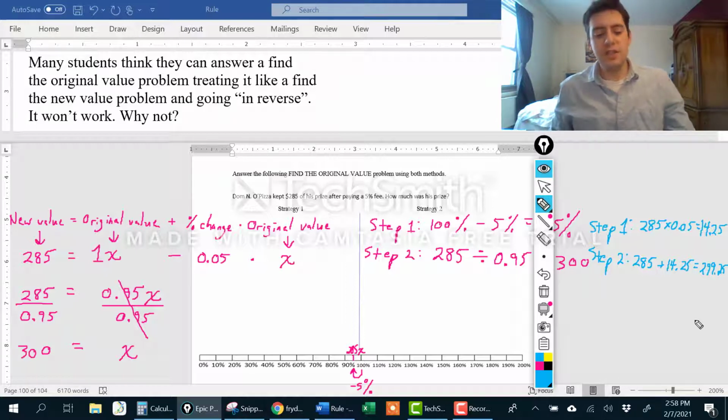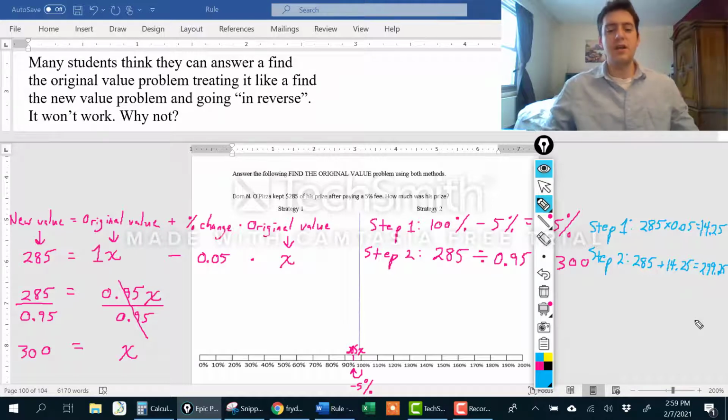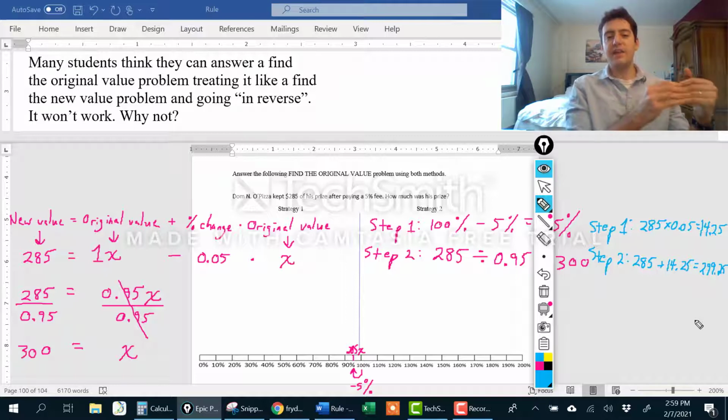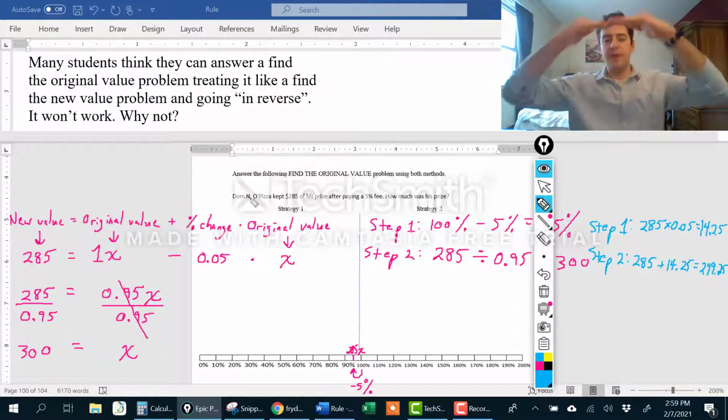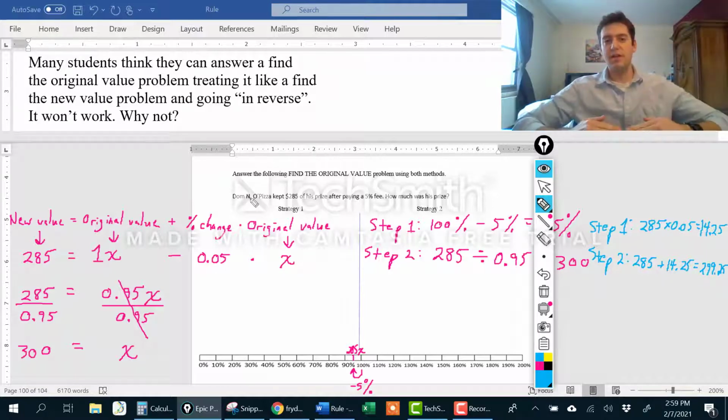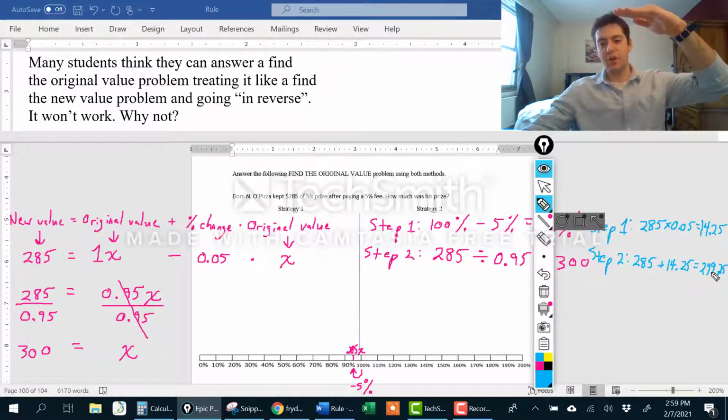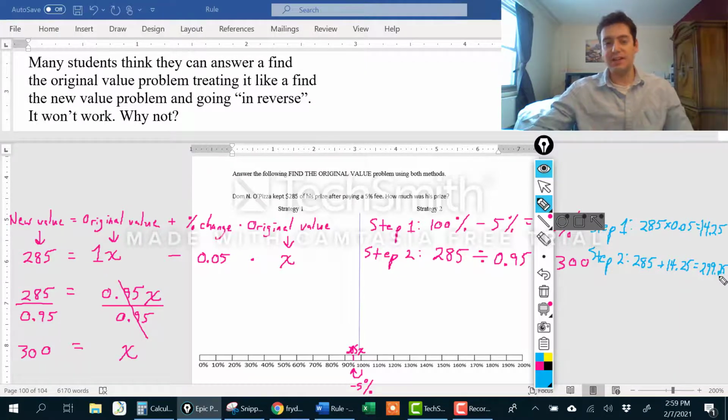Right? So again, I see so many students do this, please don't do it. They get a find the original value problem, and then they try to answer it by using strategy 2 of find the new value, which is they multiply the percent written as a decimal with the number they're given in the problem, and then they just try to do it backwards. So they think, well, if Dom paid a fee and his money went down, then I'm just going to add it over here, and then everything is going to work out nicely. But you can see that it doesn't.